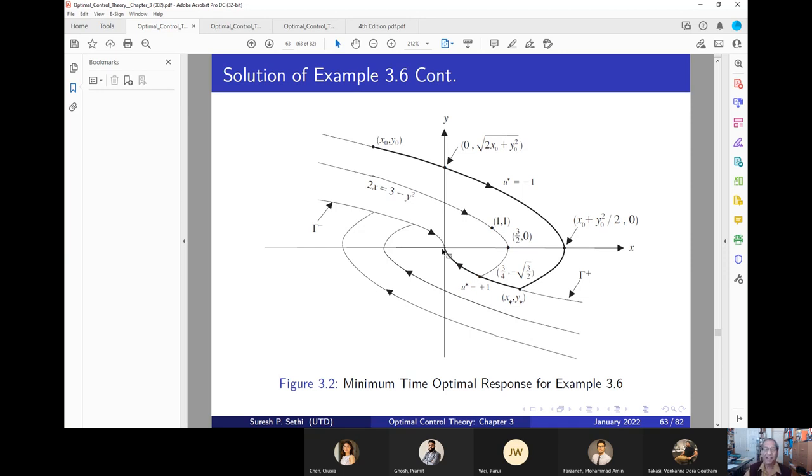So this is an acceleration and braking point, okay? So here, for example, if I'm here, I'm accelerating. I'm increasing the speed in the positive direction. I'm accelerating to get here. Then I'm decelerating in that positive direction. So I'm applying -1 and come to here.